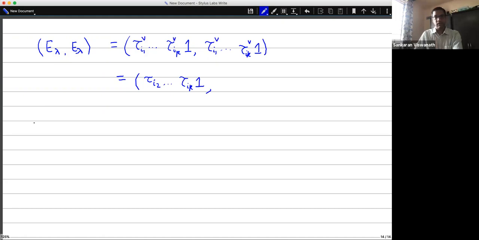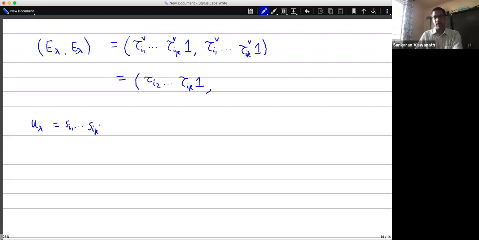So for E lambda, you had to write this U sub lambda, that word, as S I1, S I2, S Ik. It was a reduced word. The point is some of these could be pi's. So they're either usual simple reflections or pi's.